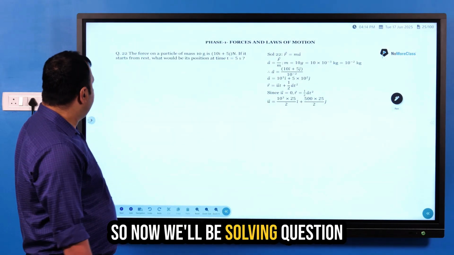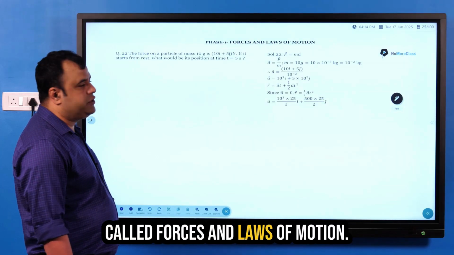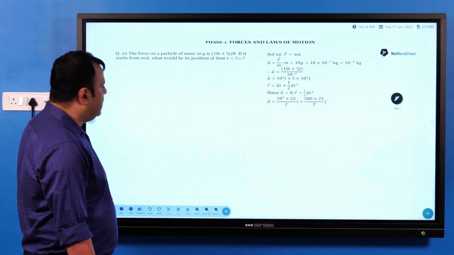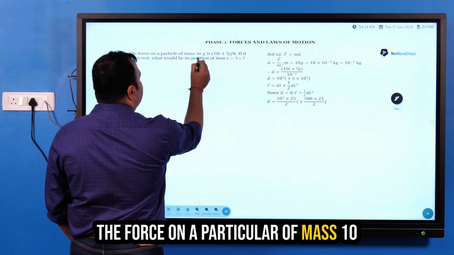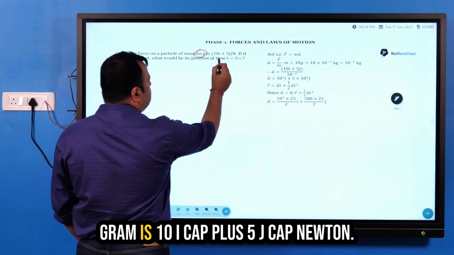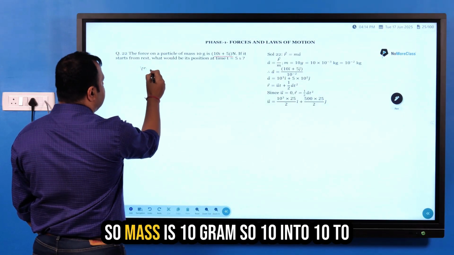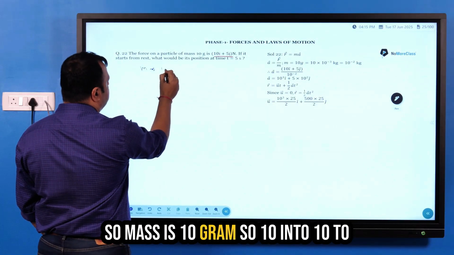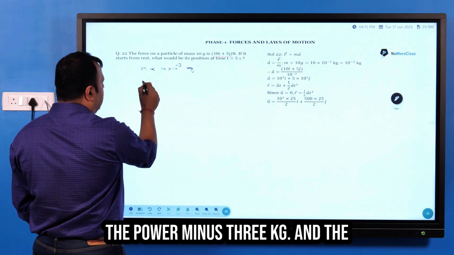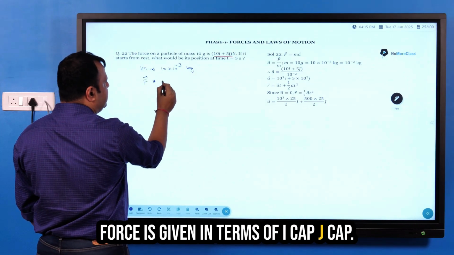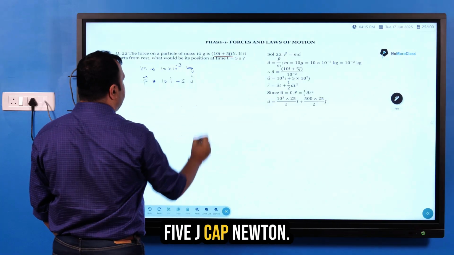So now we'll be solving question number 22 from phase 1, chapter called Forces and the Laws of Motion. Let's read the question. The force on a particle of mass 10 gram is 10 i cap plus 5 j cap Newton. So mass is 10 gram, so 10 into 10 to the power minus 3 kg. And the force is given in terms of i cap j cap, so that is 10 i cap plus 5 j cap.